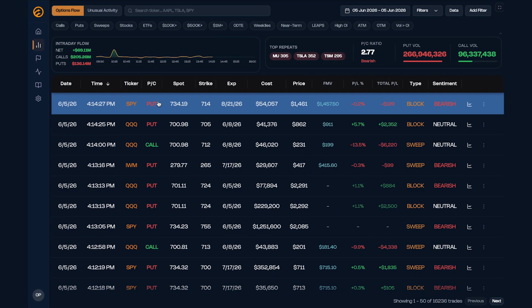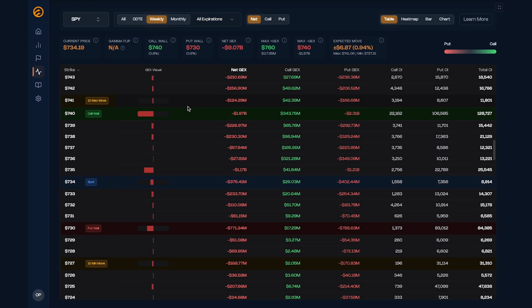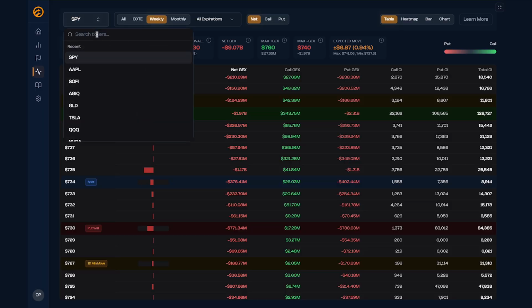Next, we'll explore gamma exposure, GX, a tool used by traders to better understand dealer positioning and the key levels that can influence price action.